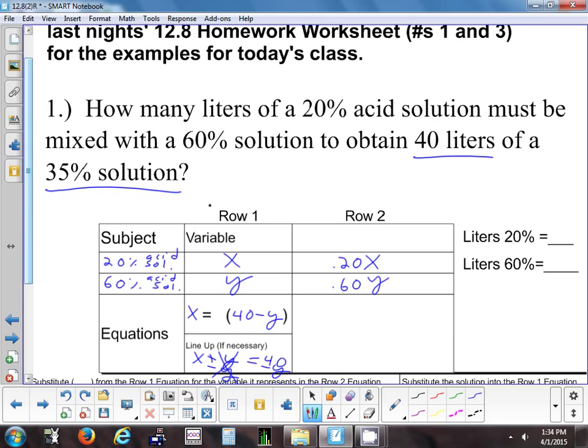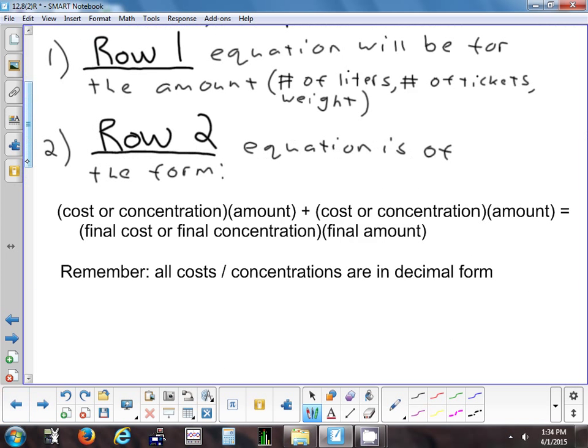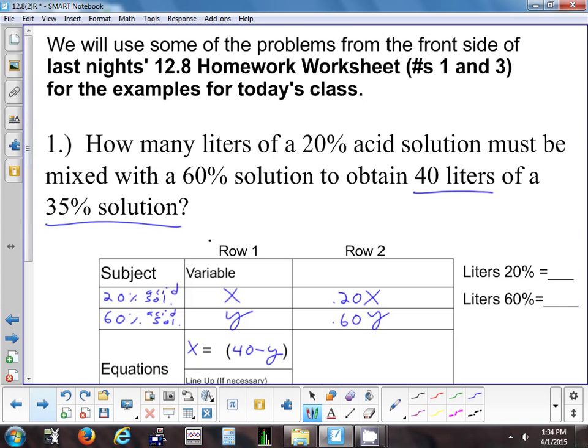All right. So notice what we just did. We have a concentration times an amount. We have another concentration, 60%, times an amount. Now let's fill in this formula. Concentration times amount plus concentration times amount. So just remember that it's a plus.